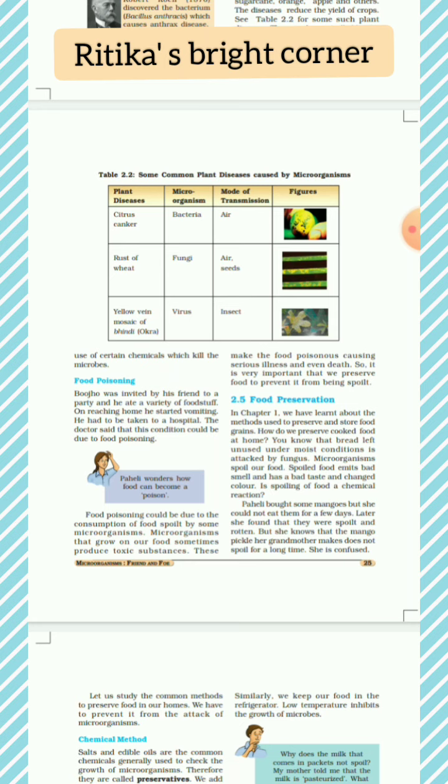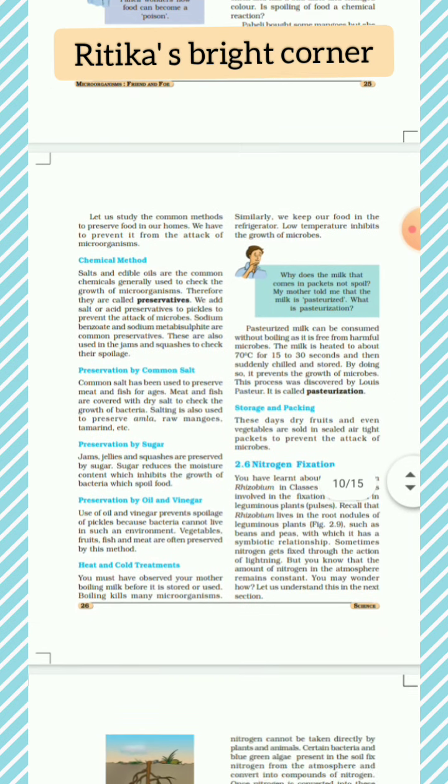Microbes that grow on our food sometimes produce toxic substances. These make the food poisonous, causing serious illness or even death. So it is important to preserve food to prevent it from being spoiled. There are many methods given here for food preservation. Some of the methods are the chemical method, prevention by salting, prevention by sugar, prevention by oil and vinegar, heat and cold treatments, etc.